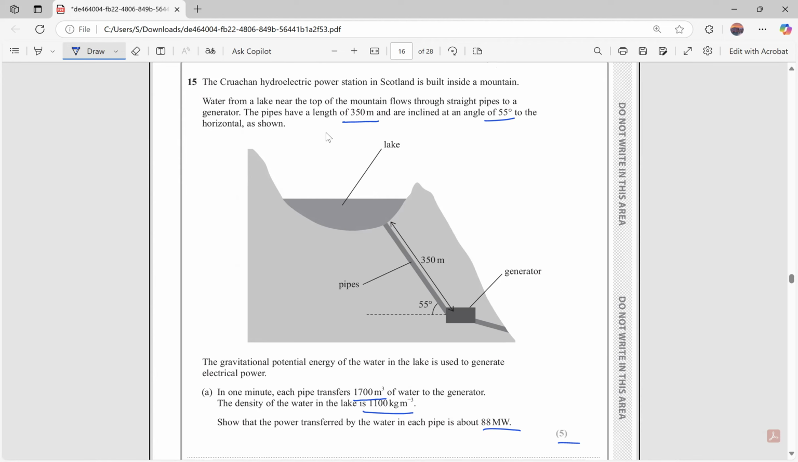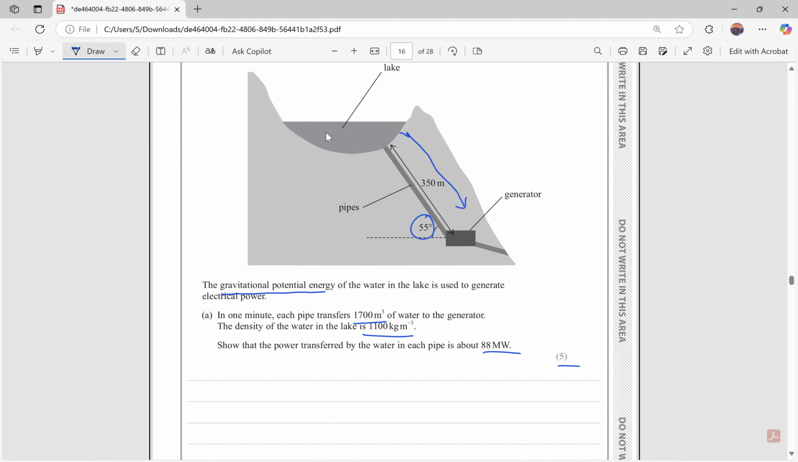Lots of text again. So what is happening? This is a hydroelectric power station, and there's water in this lake. The water flows from the lake downwards through a pipe. Now we know the lengths of the pipes, we know the angle at which they're inclined. When the water flows down, it's moving from a higher place to a lower place. So initially it had a lot of gravitational potential energy, and then that decreases, and some other energy, which is the electrical energy store of the generator, increases.